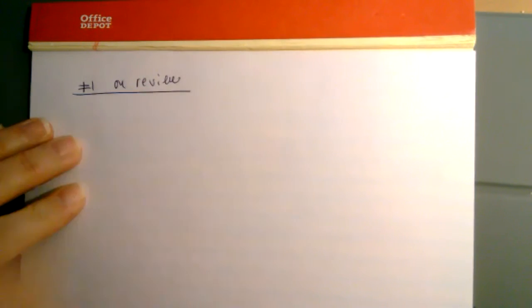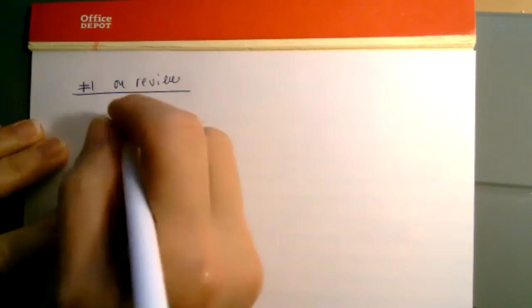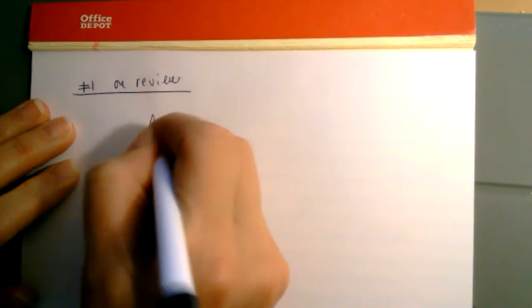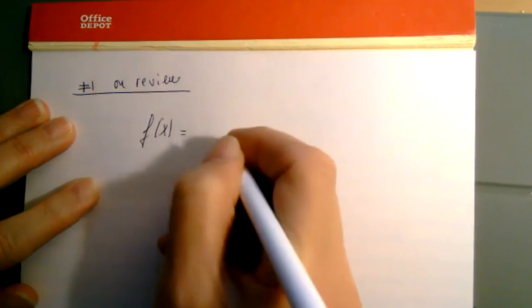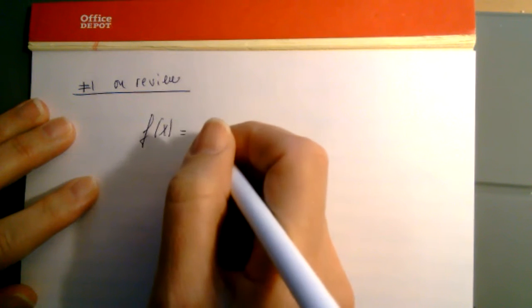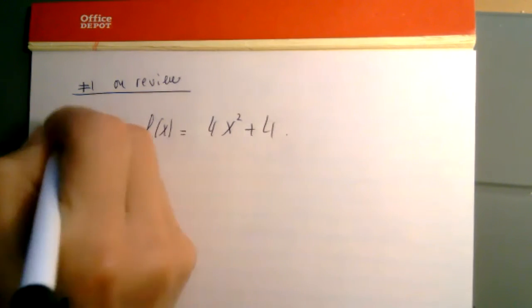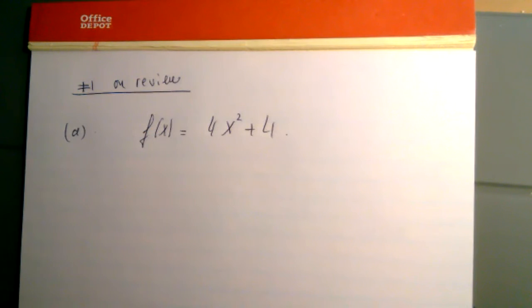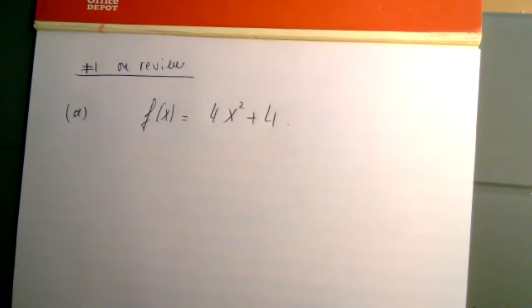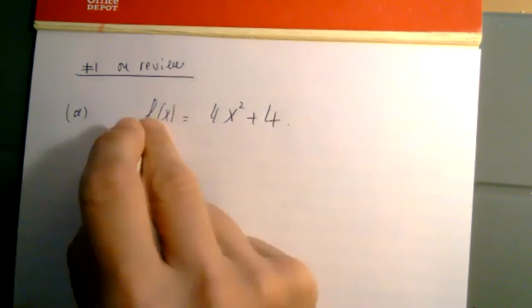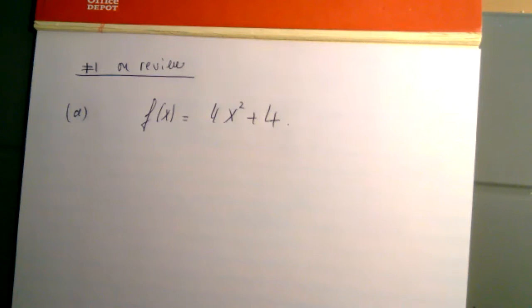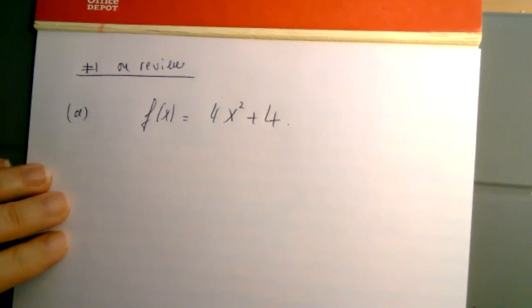And the question is, find the domain of the following functions. So we start with the first one, f of x equals 4x squared plus 4. What's the domain? Which values of x are acceptable and which are not acceptable? Please, I want quick answers so I can do a lot.